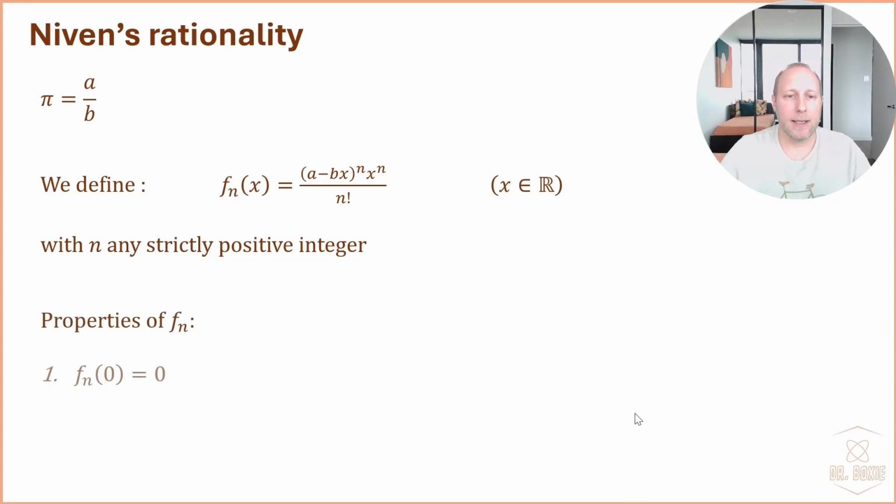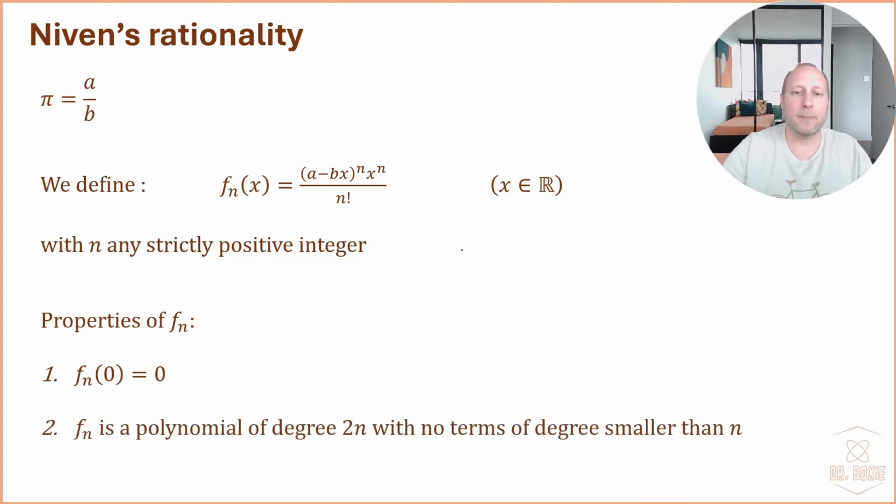The first one is that plugging in 0 into the function just gives us 0. The reason for that is there is a term x to the power n, and so plugging in 0 just makes everything vanish. The second property is that fn is a polynomial.